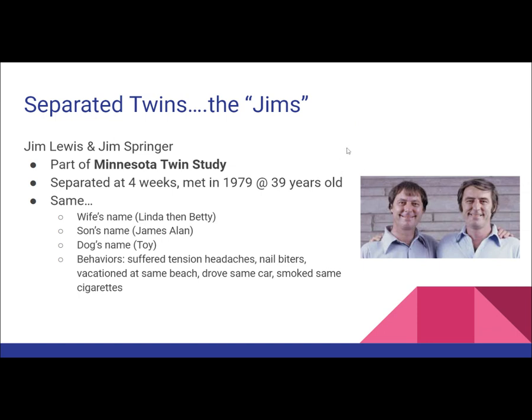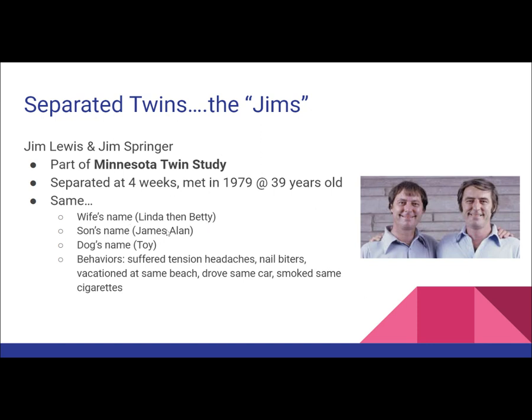Probably the most striking case of this were the famous couple of the Jims, Jim Lewis and Jim Springer, who were both part of the Minnesota twin study, separated at 4 weeks. They were adopted into different families. They met when they were 40, right? So 40 years later, they met and discovered that they had both been married twice, first to a woman named Linda and then to a woman named Betty, right?